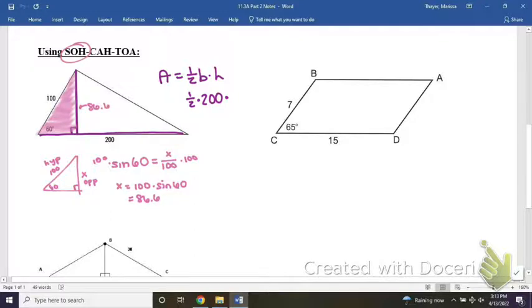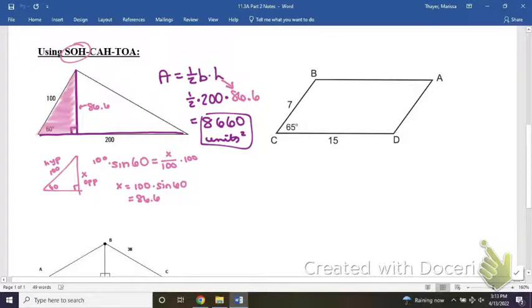which means we can plug that in for our height here. When I do that, 1/2 times base times height, which is the area of a triangle, I have 1/2 times 200, which is our base, times 86.6, which is our height, and I get 8,660 units squared for the area of that triangle.